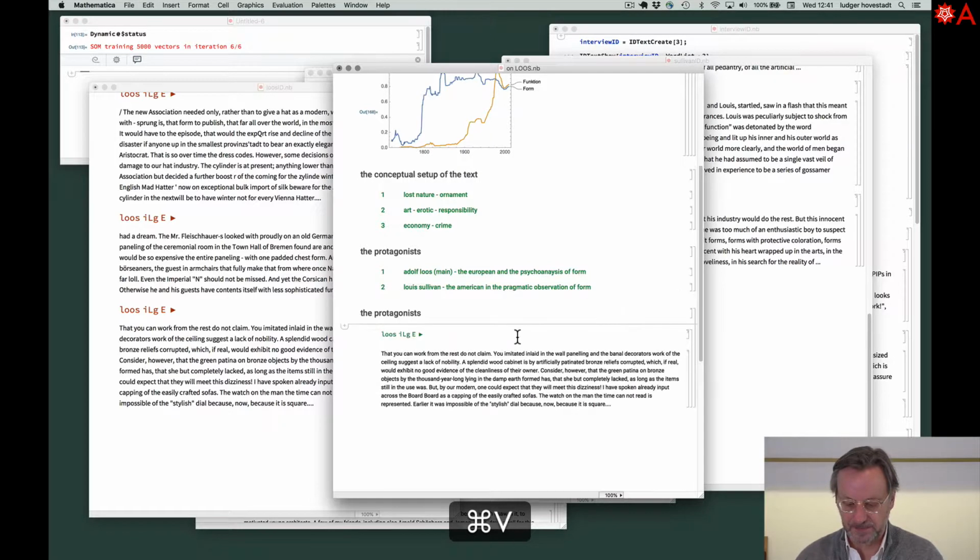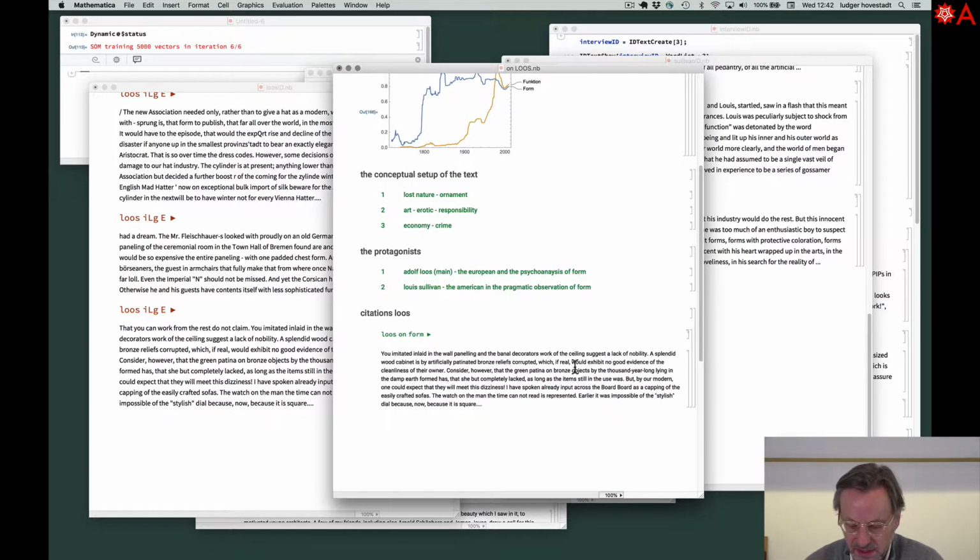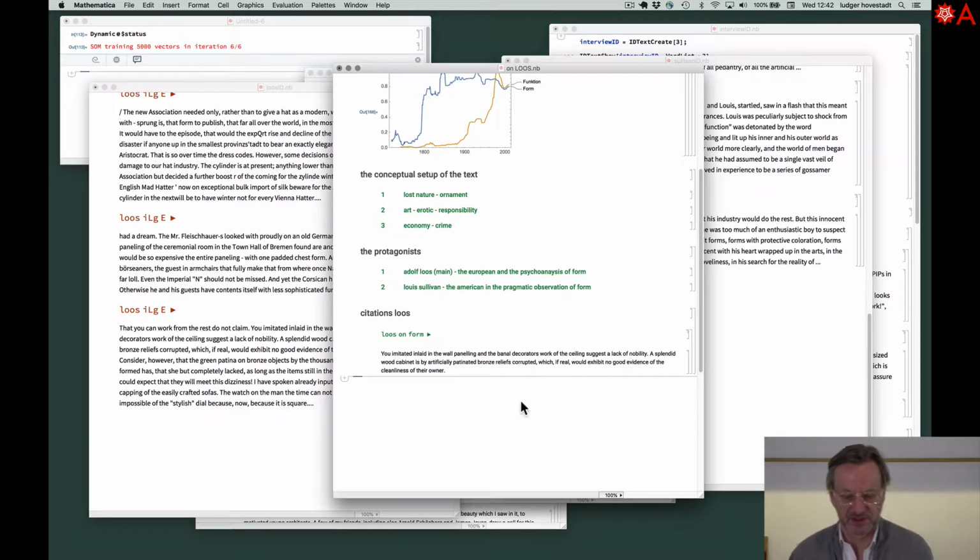And now we say citations Loos. You can edit this one. It's a little Loos form. Take this, or whatever. It's not so important. It takes time, and it's like a puzzle if you want to set it up. So save it in your work. This is citations Loos.